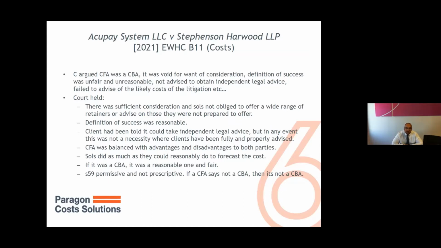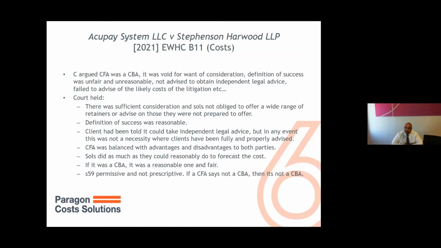But the court went on to say that section 59, which I described earlier, was permissive and not prescriptive. Therefore, it permits a contentious business agreement, but it wasn't prescriptive. So if a CFA says it's not a CBA, then it's not a CBA. And in particular, this CFA said it wasn't a contentious business agreement. I have seen that in a number of CFAs. Therefore, it's not a contentious business agreement, and it's a straightforward case of enforcing a contract, a contentious retainer that is not a CBA and is not a non-contentious business agreement.